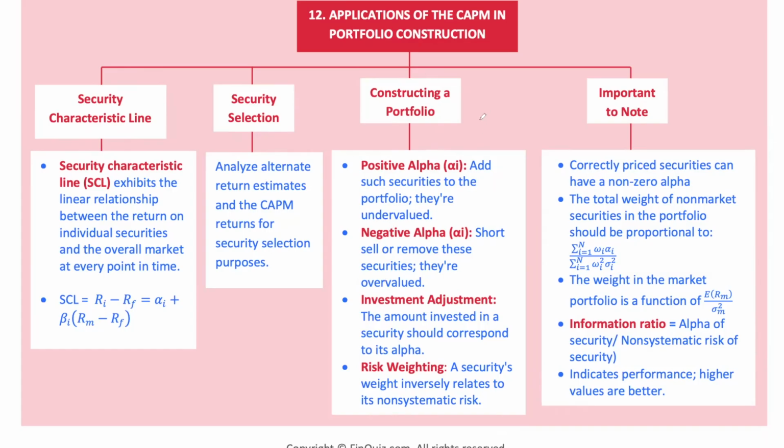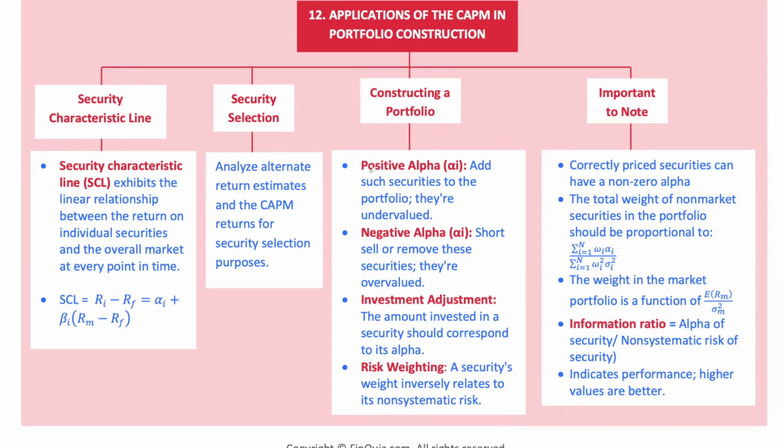And here's a quick example. Imagine you're analyzing Apple and another smaller tech stock. Both have the same beta, but your return estimate for the smaller stock is higher than CAPM predicts. That's alpha. And it means the market might be mispricing that smaller company, so you tilt your portfolio slightly toward it. Now that you've figured out which securities are over or undervalued, it's time to actually build the portfolio.